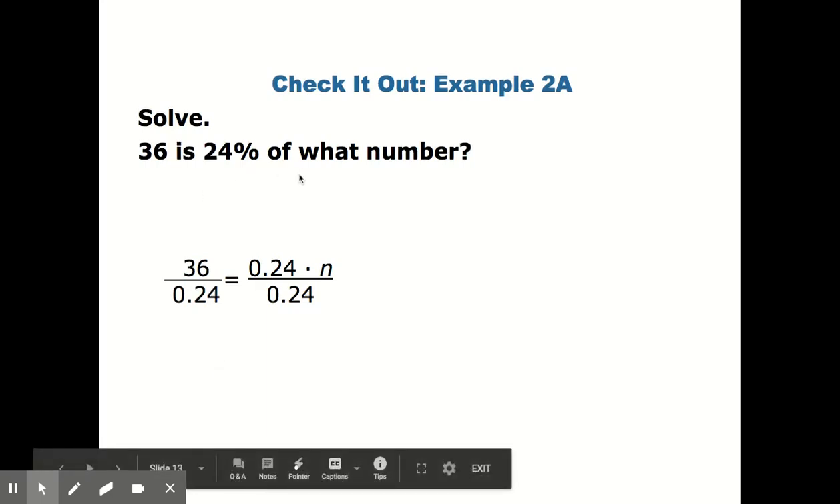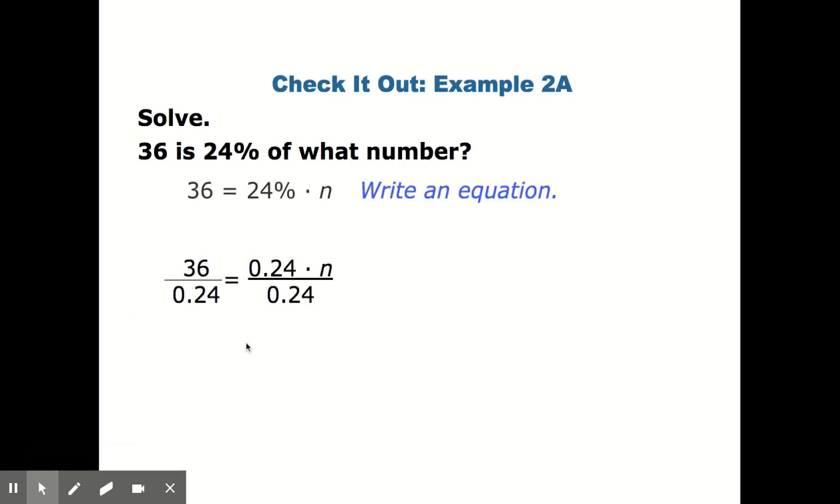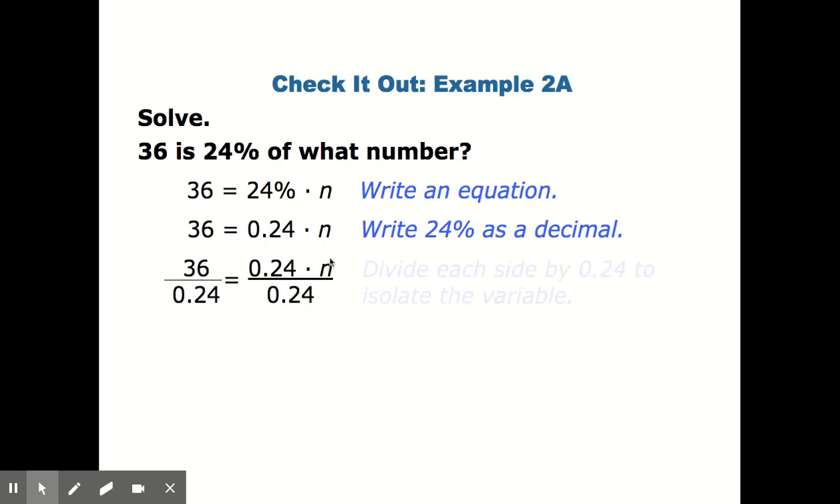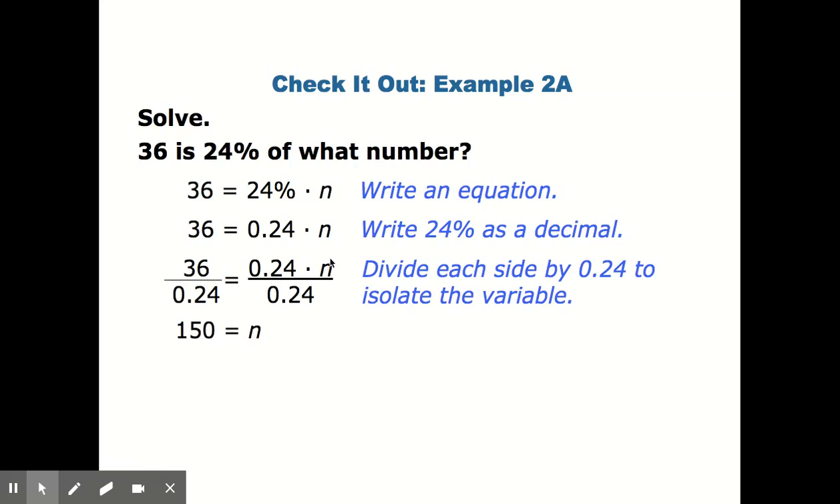36 is 24% of what number? So we already have our setup here, but let's just go through it. You have 36 equals 24% times n. We write 24% as a decimal, 0.24. We divide both sides by 0.24 because we want to get n by itself. And that leaves us with n equals 150. So 36 is 24% of 150.